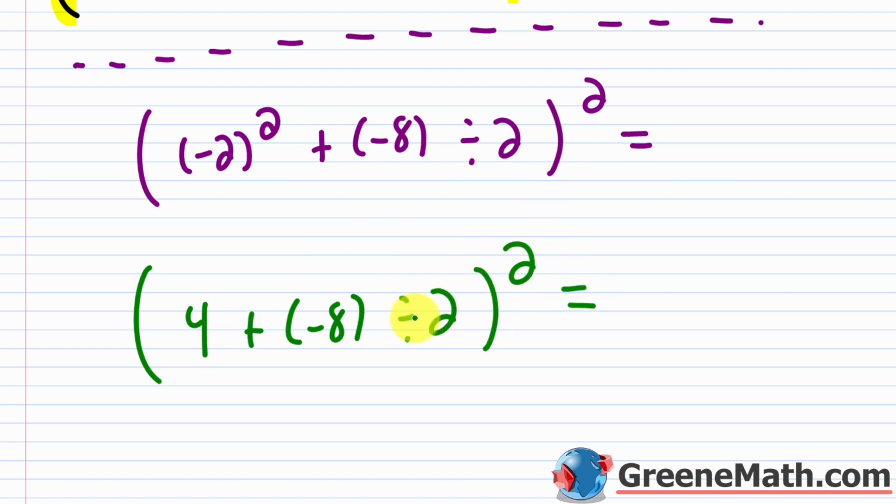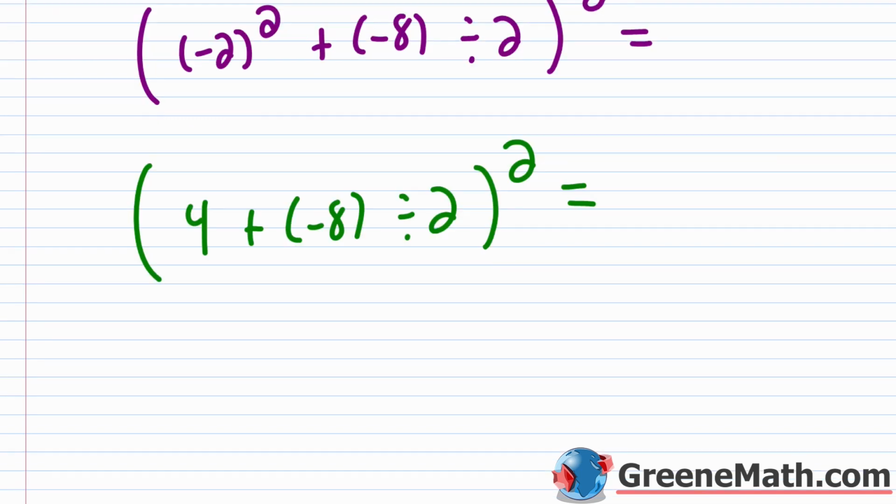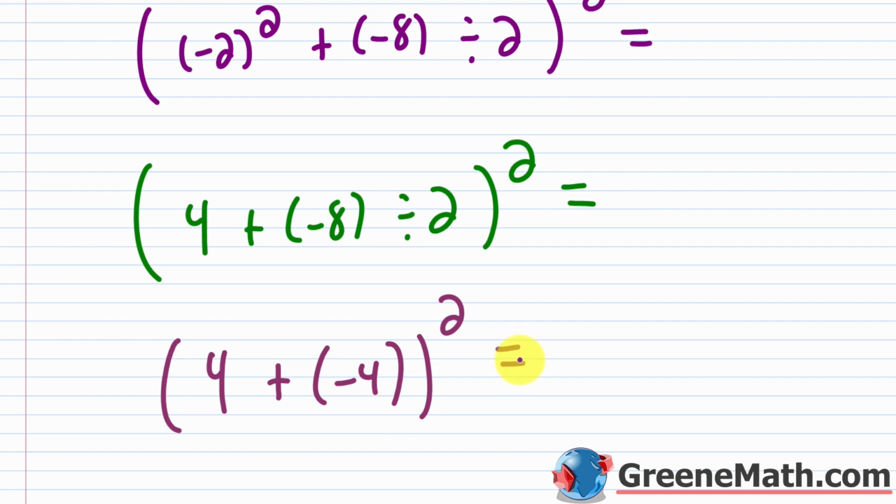All right, so now I have addition and division. I want to divide first. So -8 divided by 2 would be -4. This would end up giving me 4 plus a -4. Of course, you could write that as 4 minus 4 if you wanted to, and this would be squared. So 4 plus a -4, those guys are opposites or additive inverses, or however you want to think about that. The sum is going to be 0. So we'll say this is 0 squared.